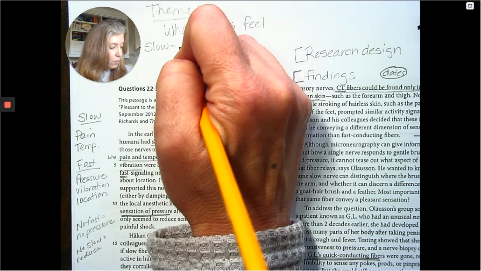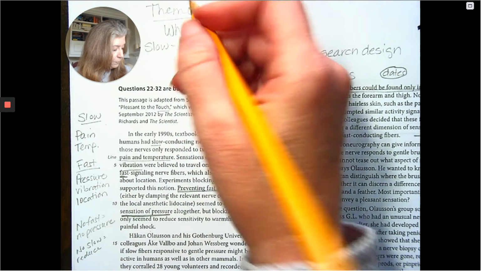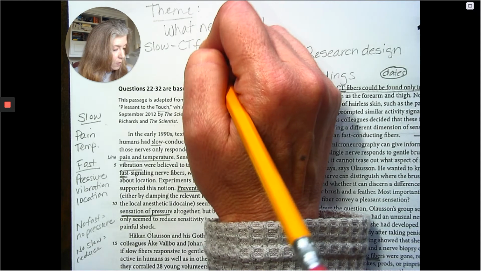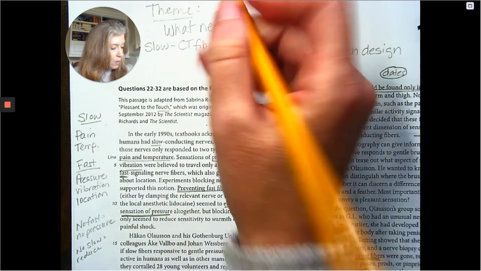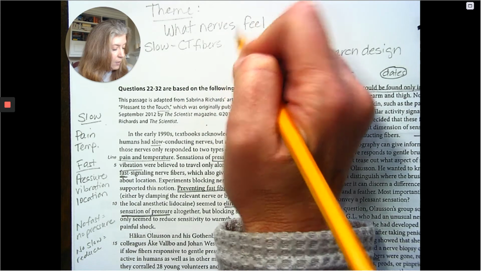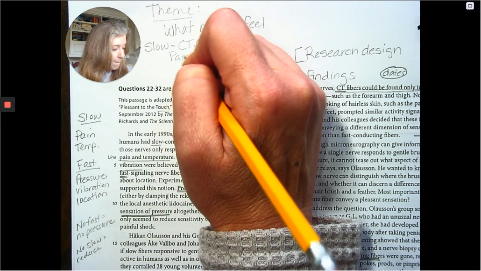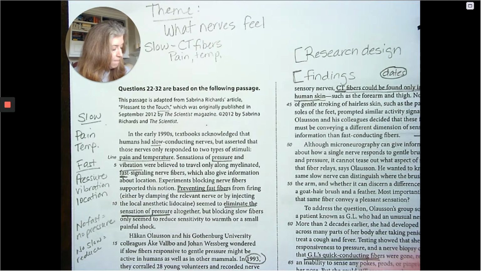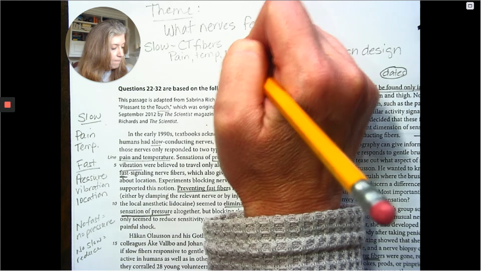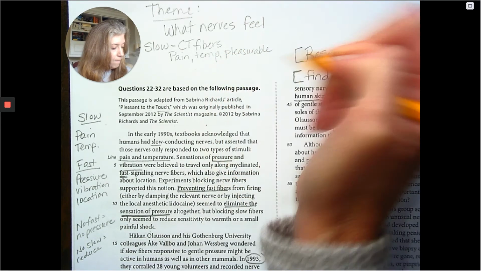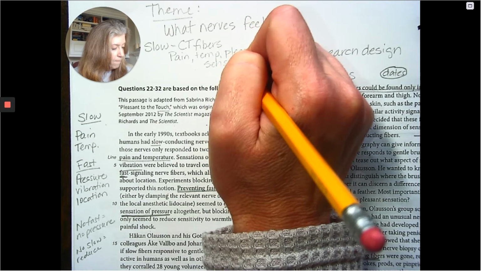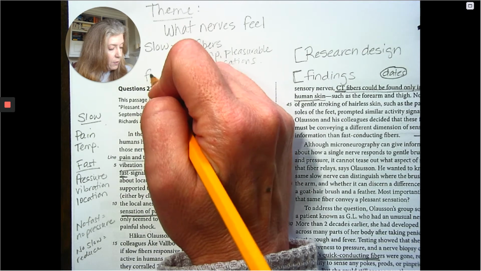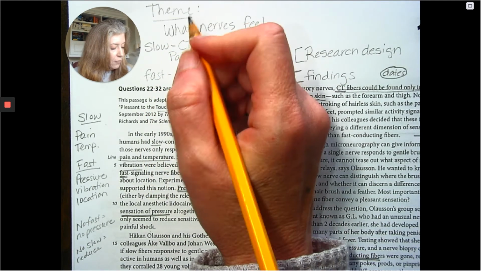Because as we learned through the reading, CT or C-tactile fibers sense pain and temp. And then it was added on at the end, pleasurable sensations as well. And then fast fibers: pressure, vibration, and location.